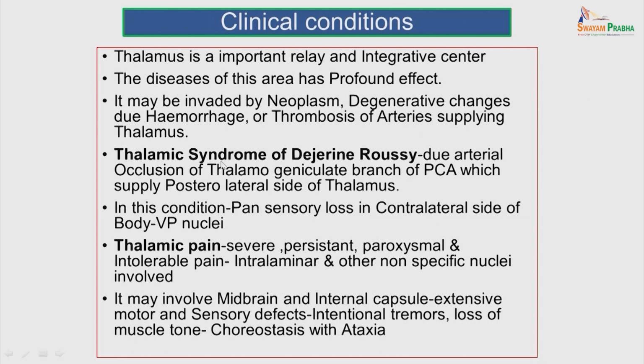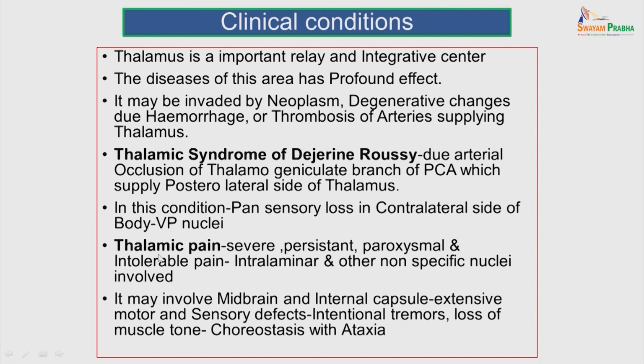The first one is the thalamic syndrome of Dejerine-Roussy. It is due to arterial occlusion of the thalamogeniculate branch of the posterior cerebral artery, which supplies the posterolateral side of the thalamus. If this occlusion occurs, what clinical symptoms and signs can we expect? There can be sensory loss on the contralateral side of the body because of involvement of the ventroposterior nuclei, which are the chief sensory nuclei that receive all the sensory inputs.